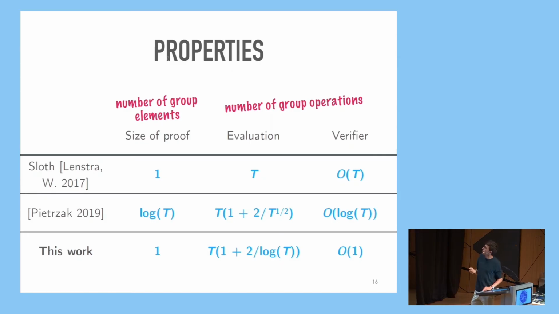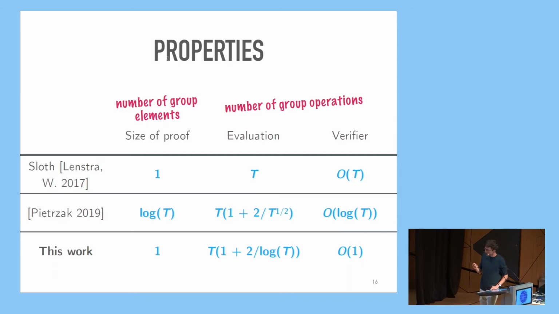Now, in the work I'm presenting, the size of the proof is back to 1, very small, and the verifier has a constant amount of work to do to verify the correctness. And so you also have an overhead in the evaluation due to computing the proof. This overhead is a bit more important than the one in Pietrzak.